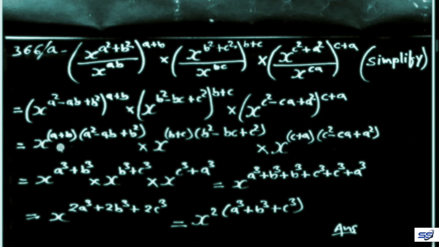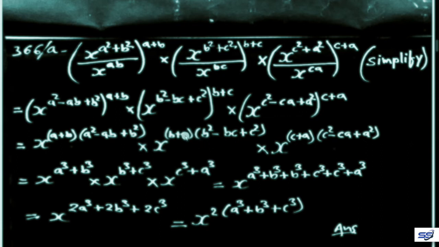Now base is x, here base is x. Base x, and now the powers shall be multiplied, both. We can also see here that this is in expanded form of the formula: a cube plus b cube, this is b cube plus c cube, this is c cube plus a cube.